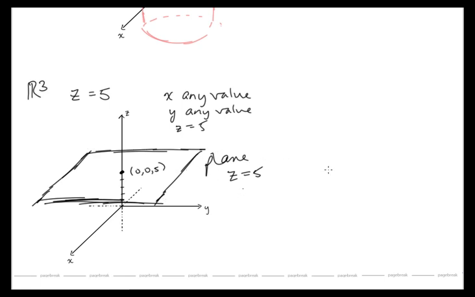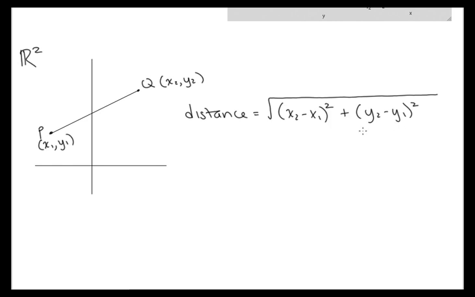Now let's go back to plotting points in 3-dimensional space and talk about the distance between points. So we know in 2-dimensional space that the distance between (x1, y1) and (x2, y2) can be given by the distance formula here, and that comes from the Pythagorean theorem. So let's take a look at how this extends into 3-dimensional space.